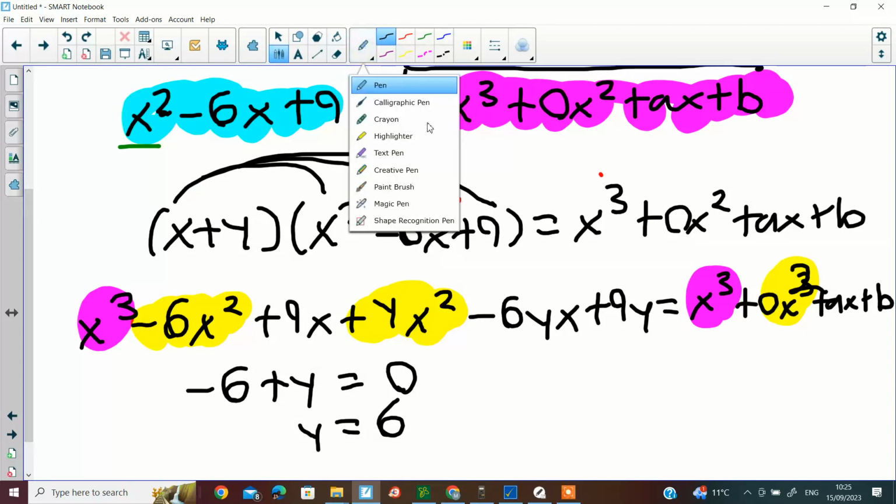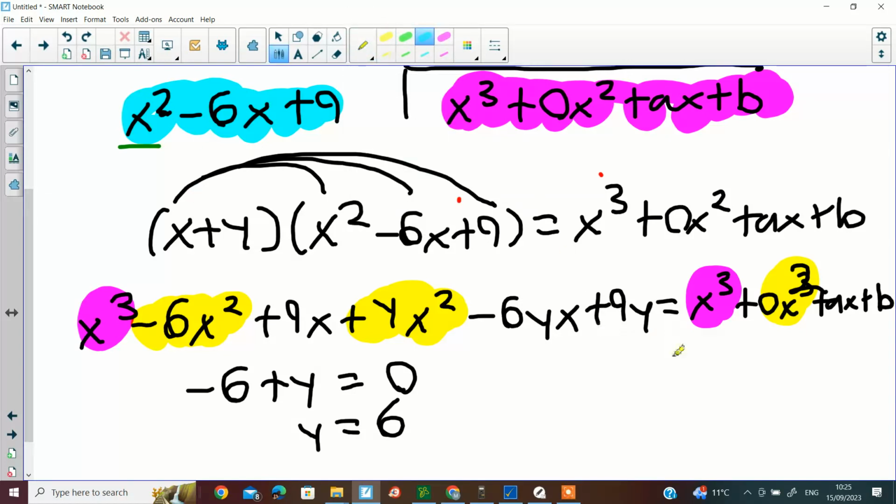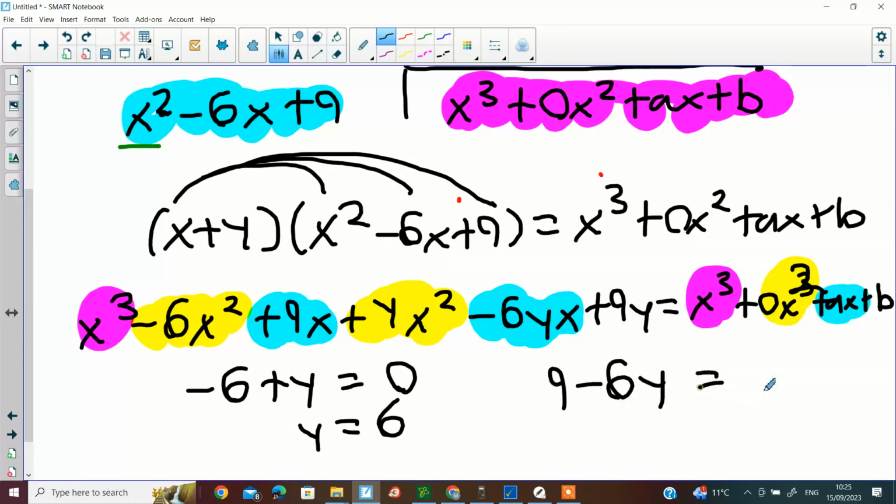What's the next letter we're on? AX, yeah? And AX is the same as? And so 9 minus 6y equals A. And what did we say y was again? 9 take away 36 is A. So what's A? Yeah, that's what we got last time, wasn't it? And the other one was 54 or 56.